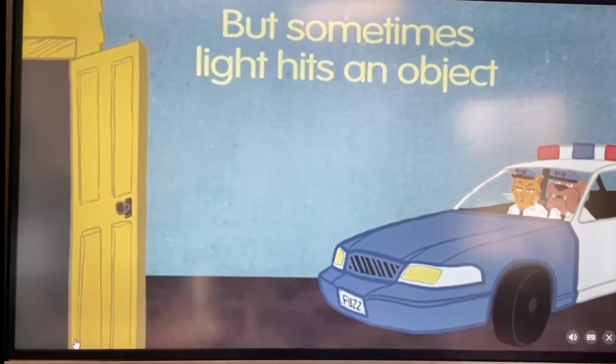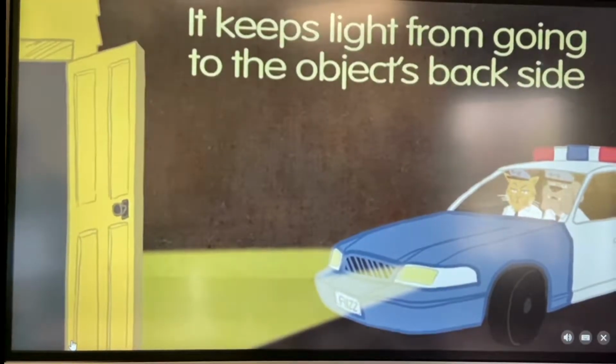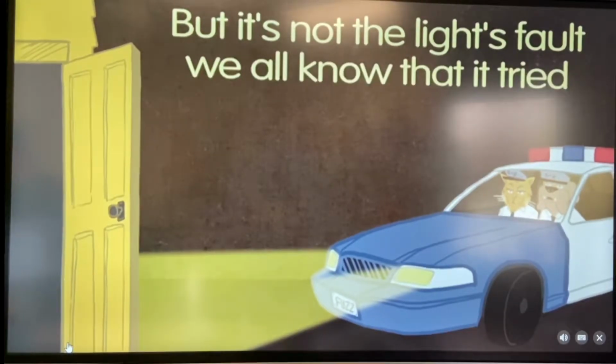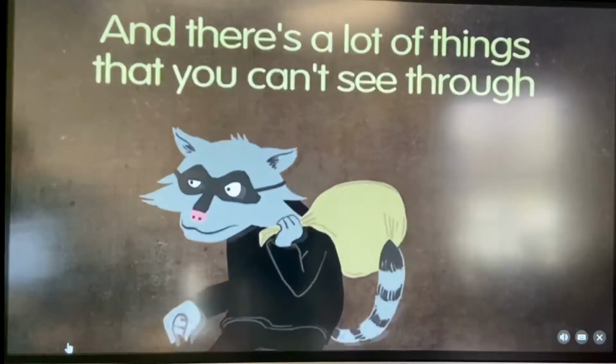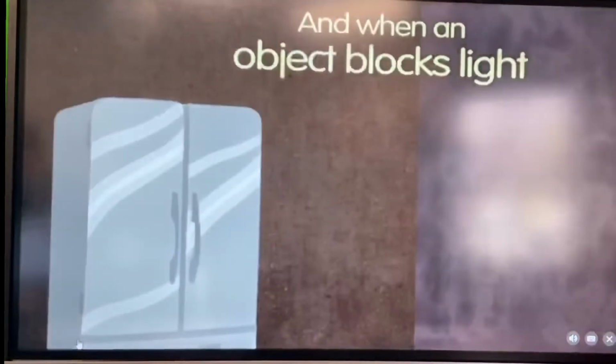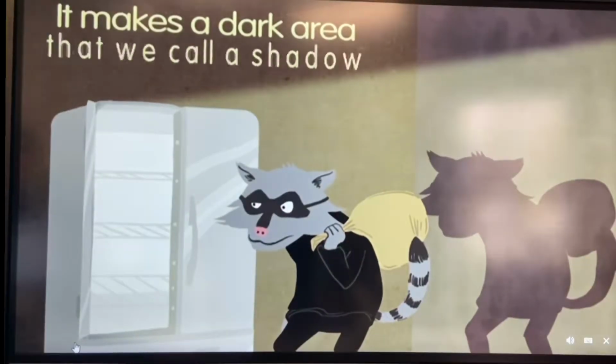But sometimes light hits an object that it can't pass through. It gets blocked. It keeps light from going to the object's backside. But it's not the light's fault, we all know that it tried. And there's a lot of things that you can't see through, like a book, a refrigerator, or a tennis shoe. And when an object blocks light, it makes a dark area that we call a shadow.